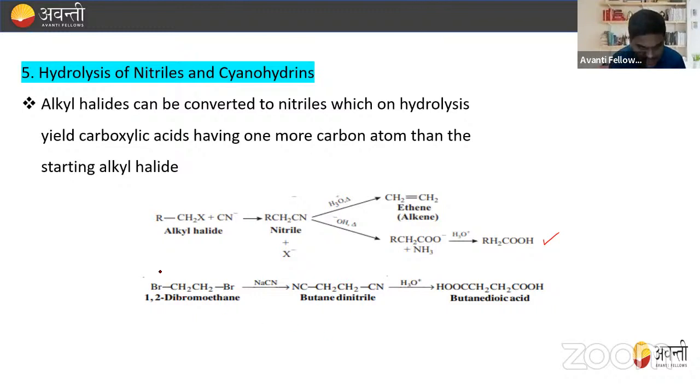Here also we have 1,2-dibromoethane. Now when treated with NaCN, it will be converted into NC-CH2CH2-CN. Now again hydrolysis will give two COOH groups. So this is called butanedioic acid. So this will play a very important role.